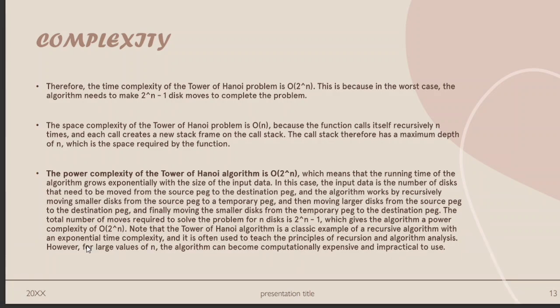The time complexity of the Tower of Hanoi algorithm is O(2^n), which means that the running time of the algorithm grows exponentially with the size of the input data. In this case, the input data is the number of disks that need to be moved from the source peg to the destination peg. The algorithm works by recursively moving smaller disks from the source peg to a temporary peg, then moving the large disk from the source peg to the destination peg, and finally moving the smaller disks from the temporary peg to the destination peg.